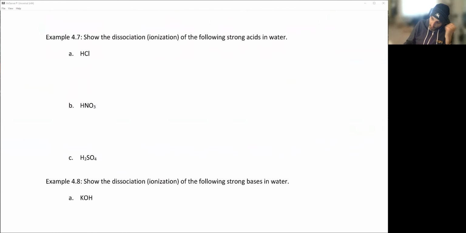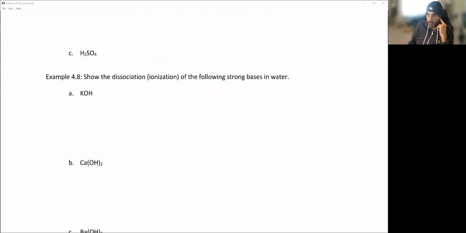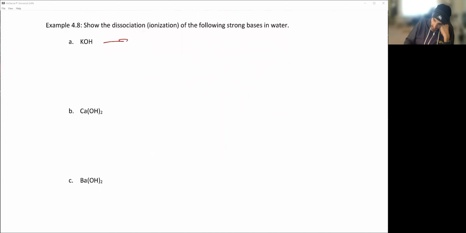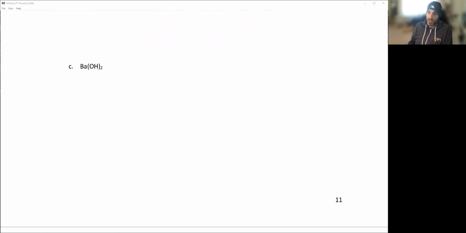To show the dissociation of the following strong acids in water: H+ aqueous and Cl- aqueous. Easy enough. So do the others. Watch out for H2SO4. The bases are the same thing: K+ aqueous and OH- aqueous. The reason we're talking about these is that acids contain H+, and bases don't contain a metal, but they're still ionic. So acids, bases, and solubles are considered ionic compounds. Write out the dissociation for the rest of those.